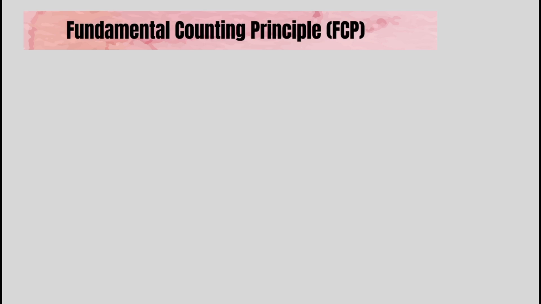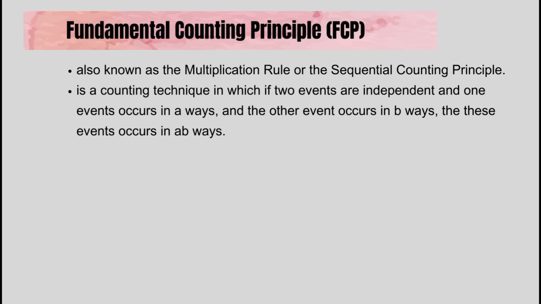Now we are down to the last method. The last method is called the fundamental counting principle. The fundamental counting principle, also known as the multiplication rule or the sequential counting principle, is a counting technique in which if two events are independent and one event occurs in A ways and the other event occurs in B ways, then this event occurs in AB ways.